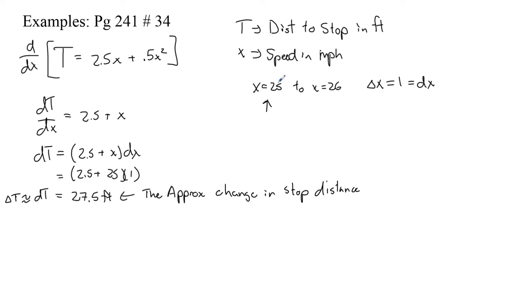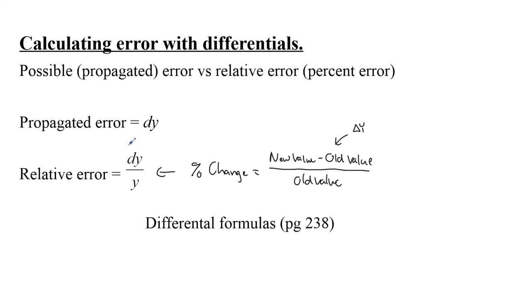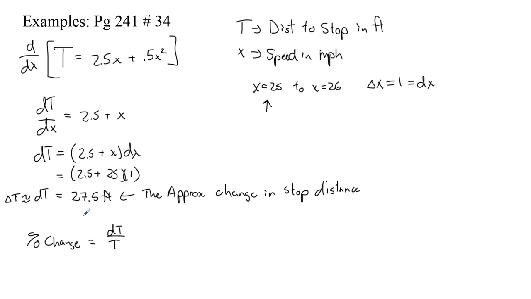So if you went from 25 miles per hour to 26 miles per hour and decided to stop, it would take you approximately 27.5 more feet. Now, how is that in terms of a percent change? Well, the percent change is, again, dt over t, which would be our relative error change.